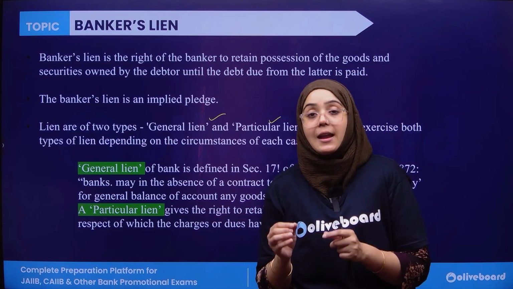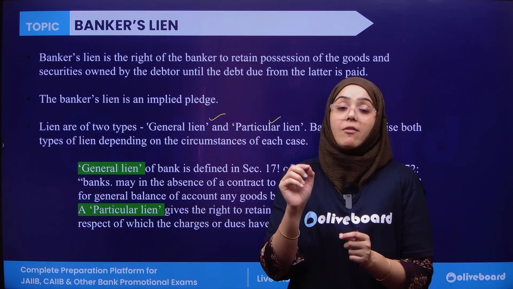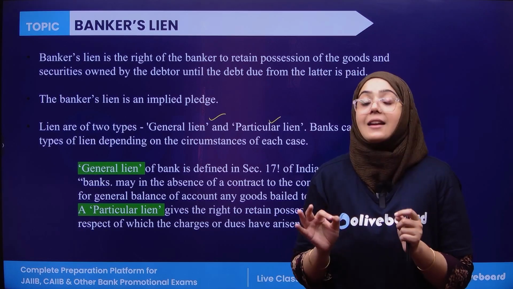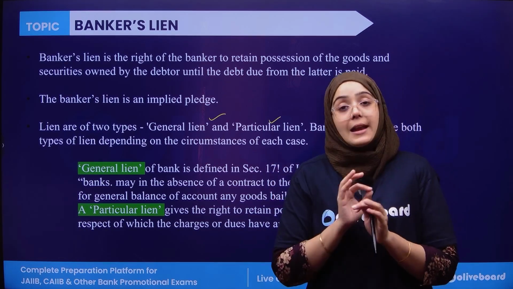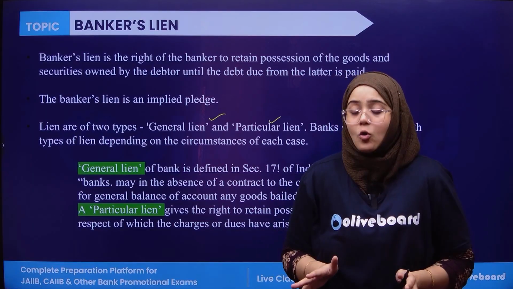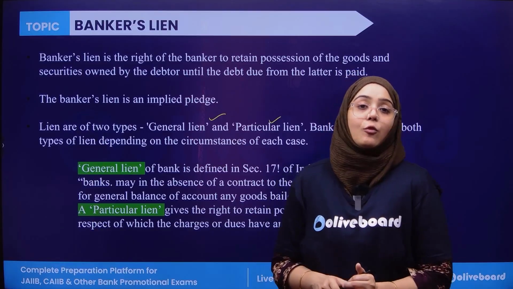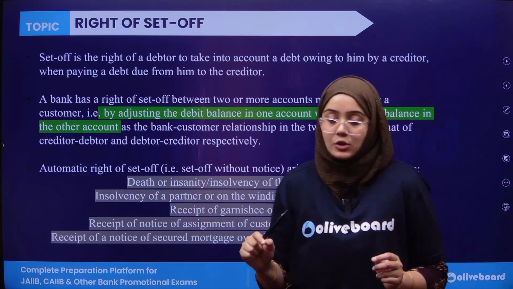So a particular lien is one in which a bank can retain the possession of a particular good which is kept in favor of that loan until the debt is fully paid. Second, if we are talking about the general lien, in general lien, the bank can retain the possession of any good until my debt is fully paid. Clear? Next, there is a right to set off.